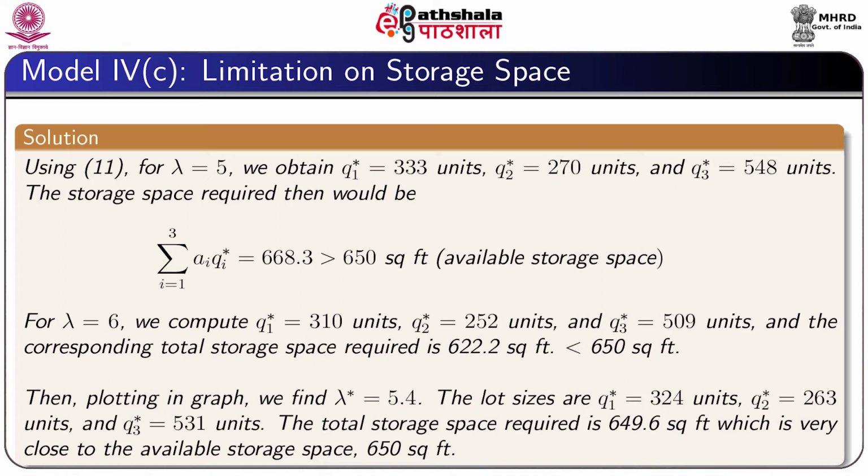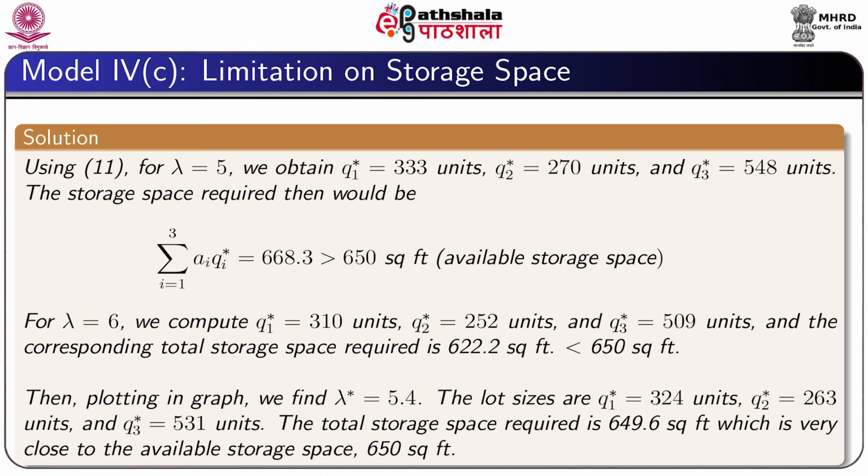that is the available storage space. Now, for lambda equal to 6, we compute Q1 star equal to 310 units, Q2 star equal to 252 units and Q3 star equal to 509 units, and then the corresponding total storage space equal to 622.2 square feet, which is less than the 650 available storage space.